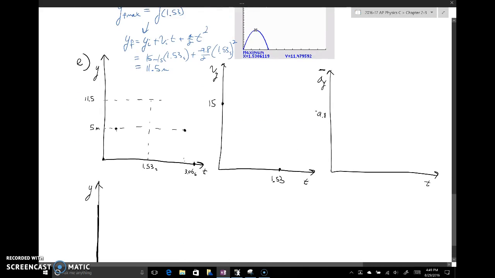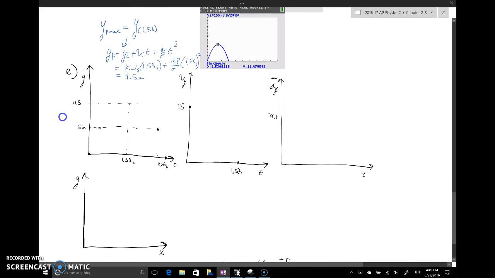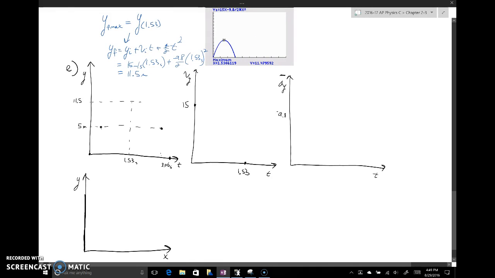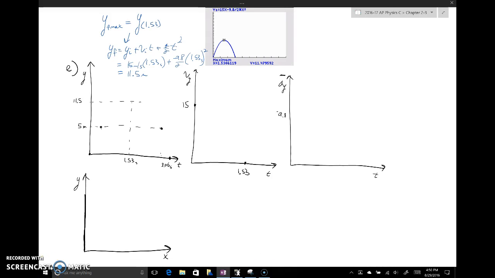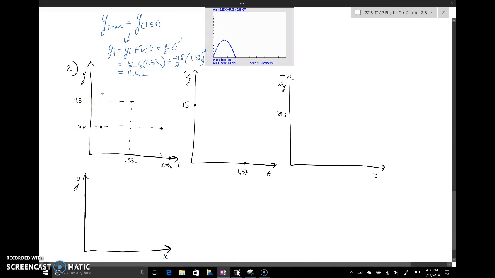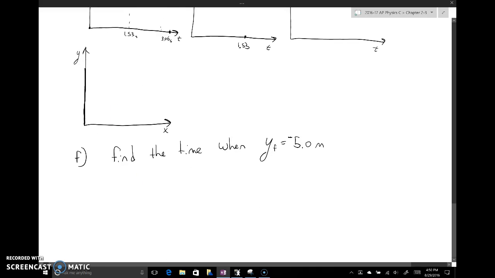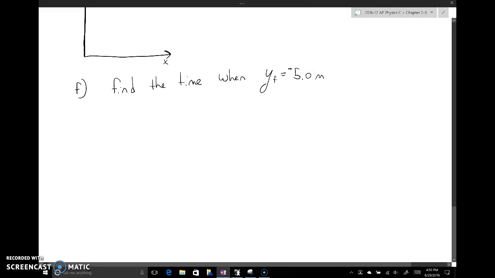For E here, I've added a couple of extra questions, which are just sketching graphs of the motion. So what I'd like for you guys to do is pause the video, sketch these graphs, and then unpause the video and see if you get the graphs correctly. And then I also have one extra question here for you. Find the time when the position is negative 5 meters, or basically 5 meters below the railing. And again, after you do that, check the notes and see if you got the right answer.